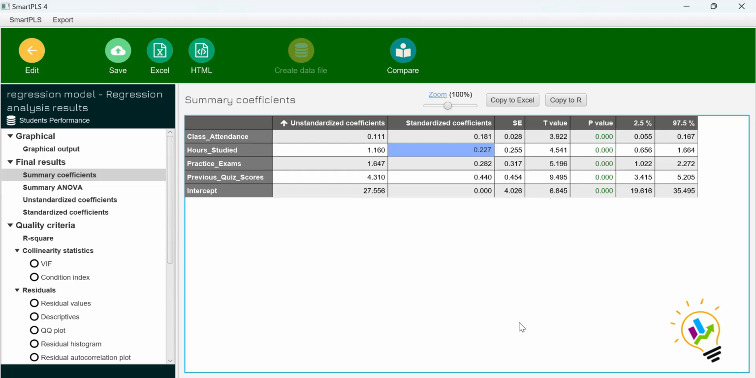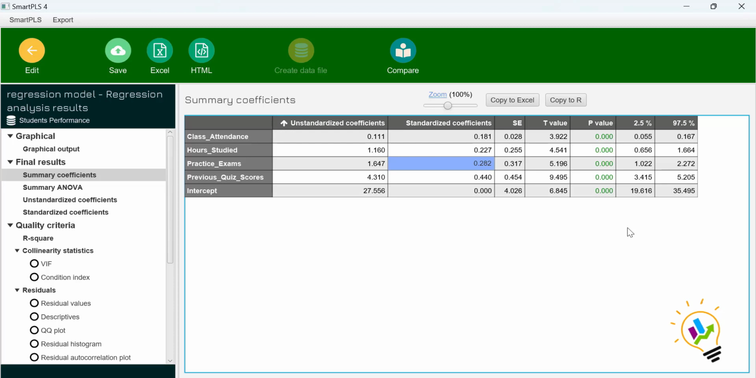The third one is practice exam. In this case, the unstandardized coefficient is 1.647, which means that a 1 unit increase in practice exam is associated with a 1.647 increase in final exam score. The standardized coefficient is 0.282, which means that the change in final exam score is 28.2% of the standard deviation of the practice exam score. The p-value is 0.00, which means that the relationship is significant at the 0.05 level.